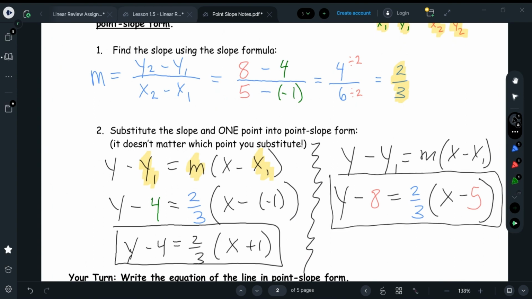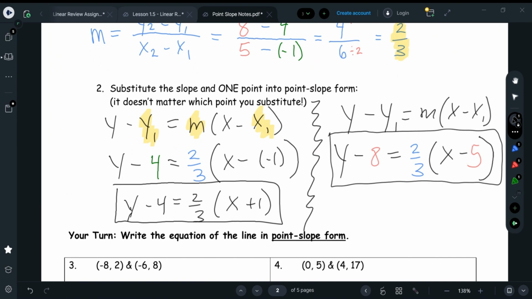So, you see this? We have two different equations here. Now, they don't look the same because this one has a -4, this one has a -8. This one has a +1, this one has a -5. But in fact, these two equations will give you the exact same line. I'm going to show you that right now on Desmos.